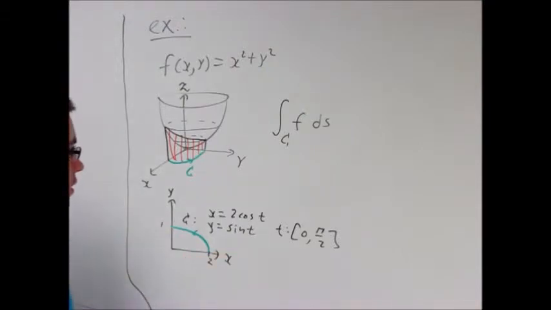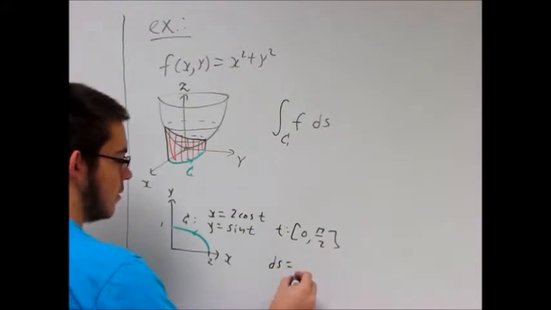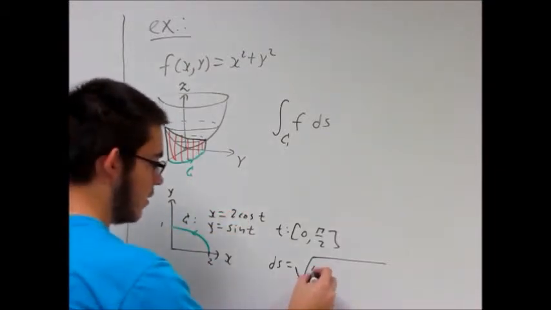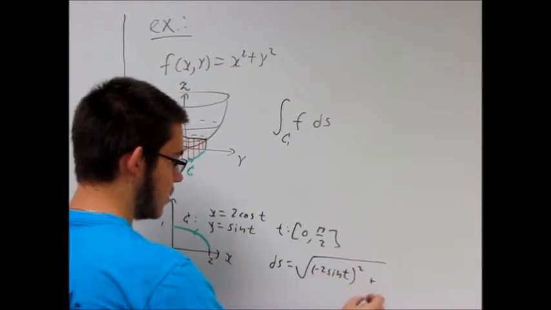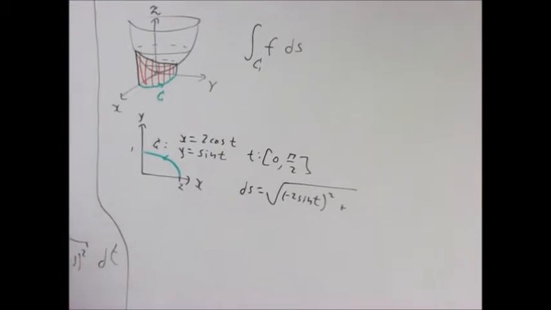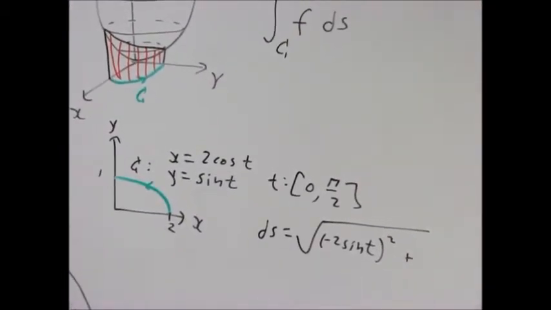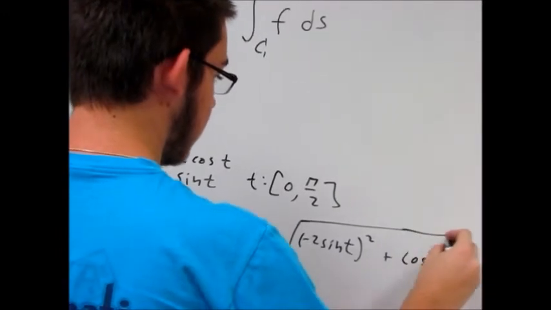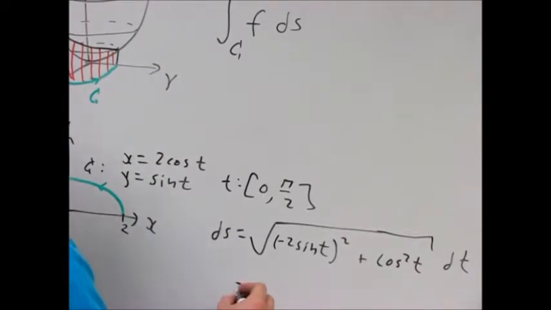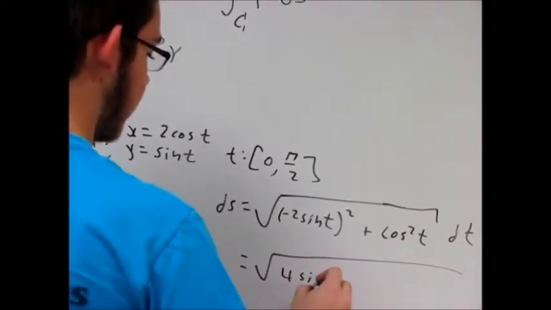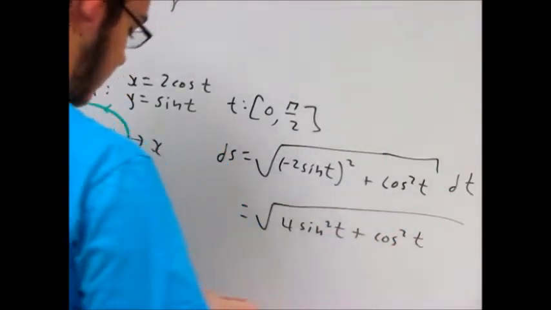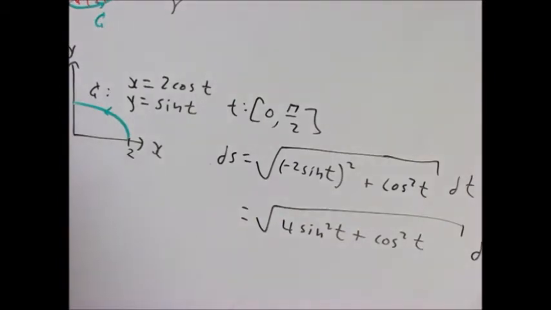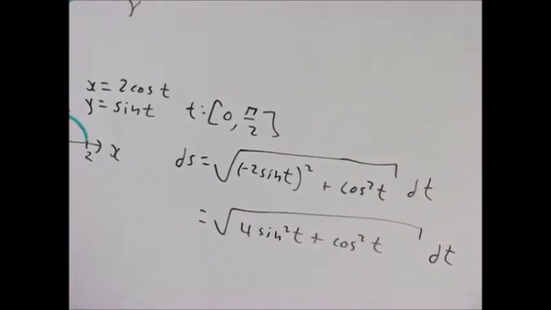So now we can start substituting. ds is going to be the square root of what? Well, the derivative of 2 cosine of t is negative 2 sine t, squared, plus the derivative of sine t, which is just cosine t, squared, dt. Basically, this is just the square root of 4 sine squared t plus cosine squared t. That's ds.